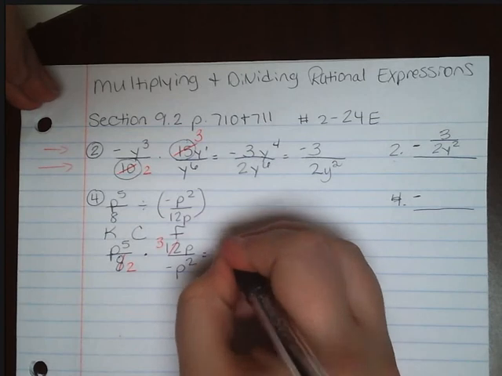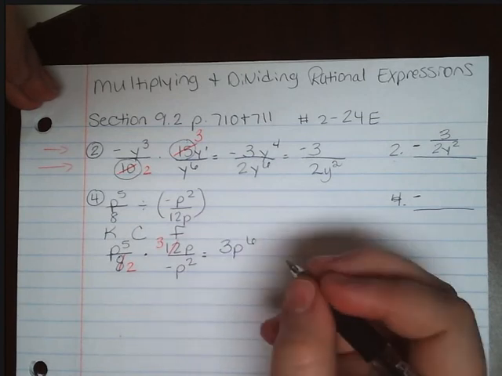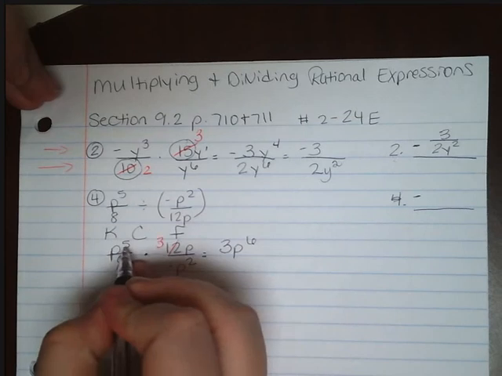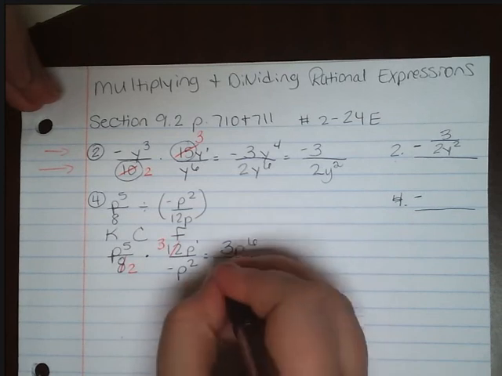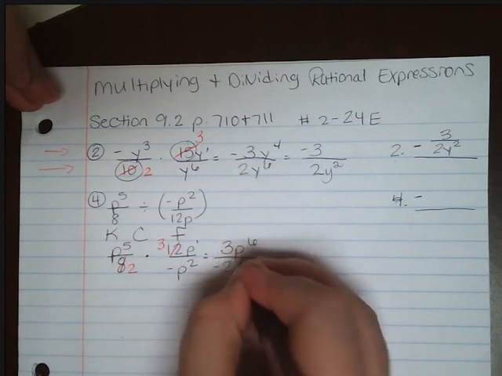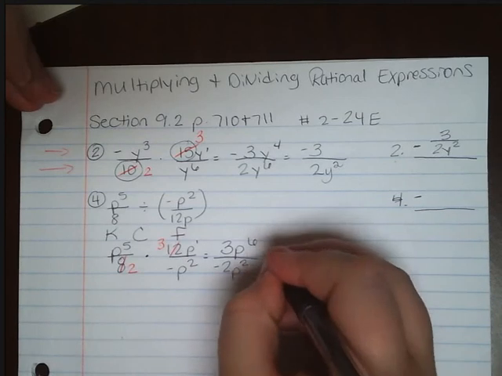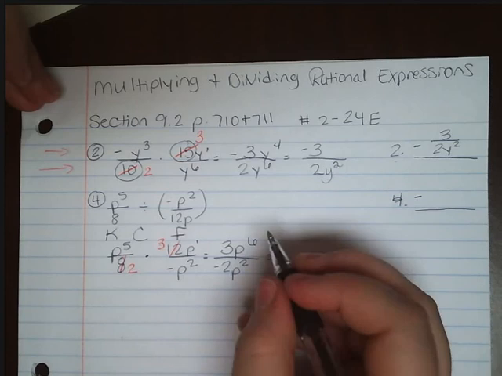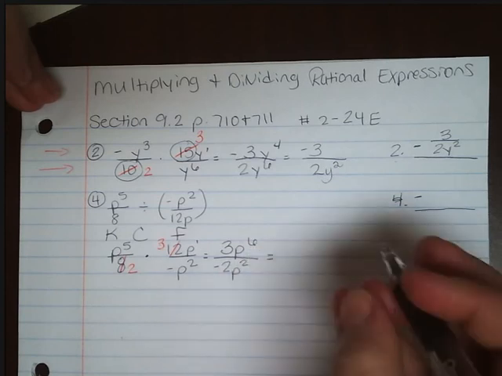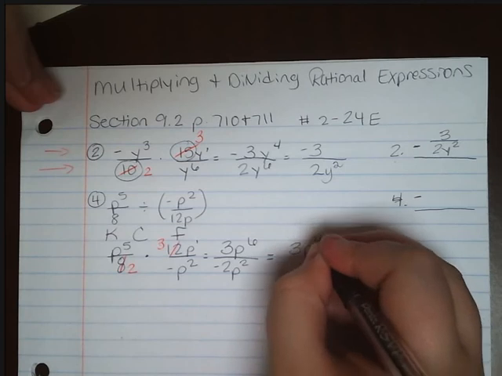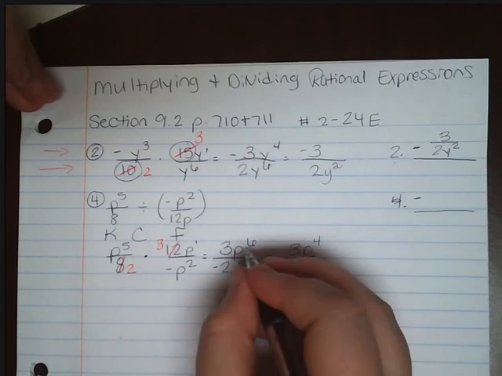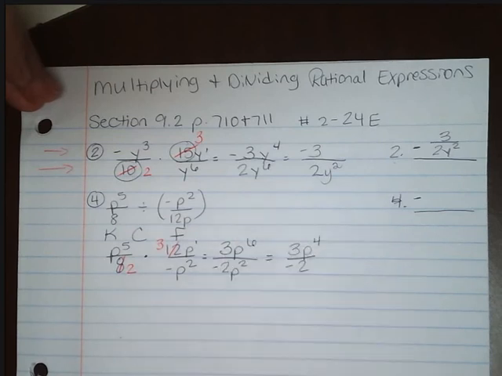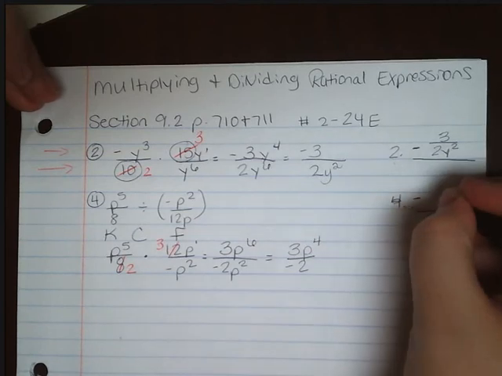So I get 3p to the sixth, and I get that because we have a 5 here and a 1 here, so 5 plus 1 is 6. And then negative 2p squared. Now my 3 over negative 2 doesn't simplify at all, but my p's do. So I get 3p to the 4th over negative 2. That p to the 4th is there because 6 minus 2 is 4, and 6 was the larger number. So my answer is negative 3p to the 4th over 2.